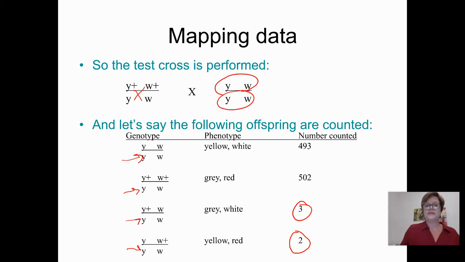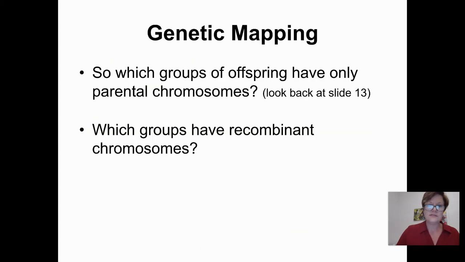And then the one on the top represents the one that came from the mother. And that's the one we're really focused on, the one that came from the heterozygous or double heterozygous mother, because we want to know the frequency of crossovers in meiosis when the mother's cells went through meiosis.